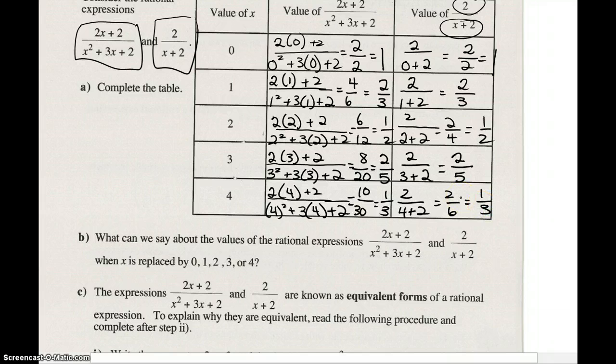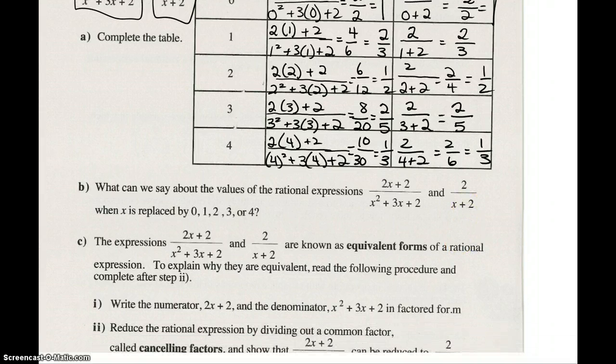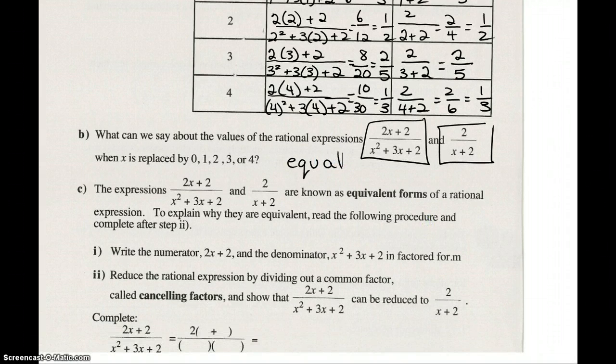So at this point, if you're done, we'll just continue on, and we can say that, what can we say about the values of the rational expression when we're replacing it with 0, 1, 2, 3, or 4? So no matter whether I was given this expression or this expression, they were both the same. They were equal. So just go ahead and write that in. So what we're saying is this expression that was in the first column and this expression that was in the second column are considered equivalent forms of the rational expression.